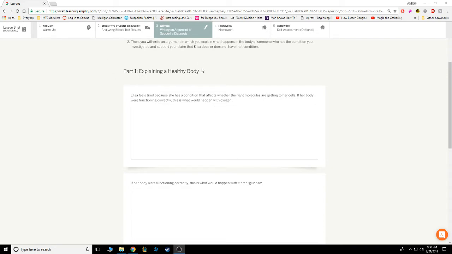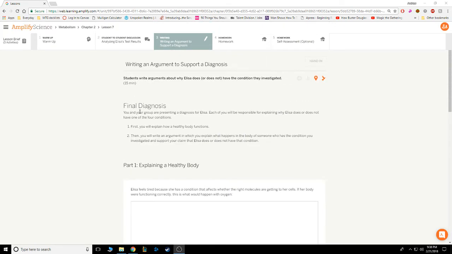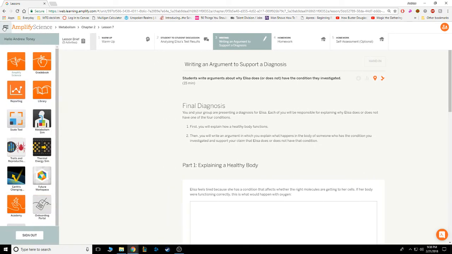For the first part, in explaining a healthy body, Elisa feels tired because she has a condition that affects whether the right molecules are getting to her cells. Remember, this is the smallest part of our bodies, and it helps us function on the whole. If her body were functioning correctly, this is what would happen with oxygen. Well, the easiest thing to do is to look at the sim, and then see where the oxygen goes to find out. Remember, you can do that by scrolling to the top, clicking these 3 little bars, and then clicking here on the simulation, and following an oxygen molecule in the simulation.